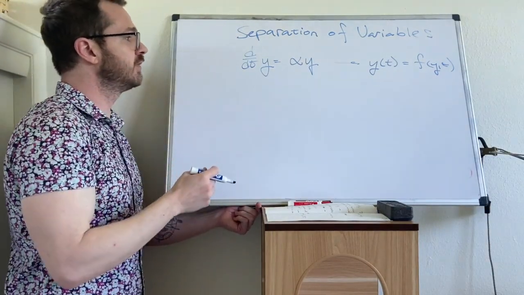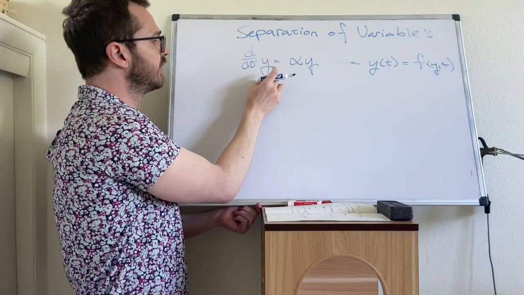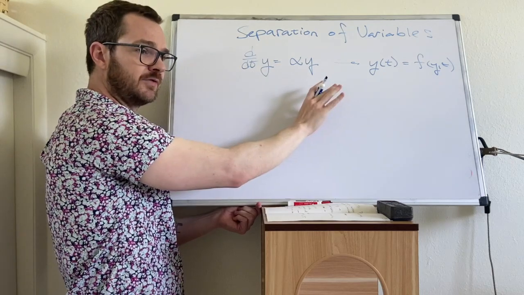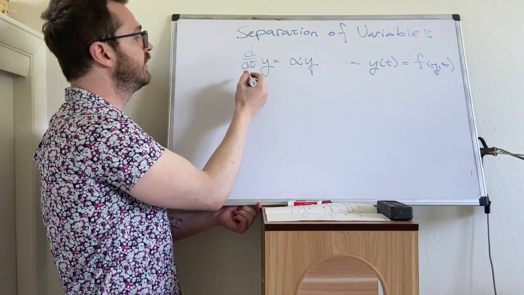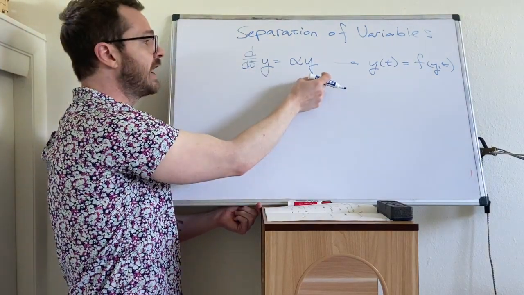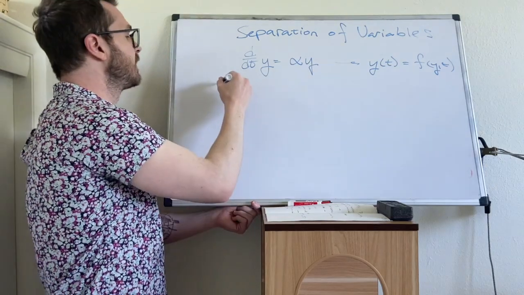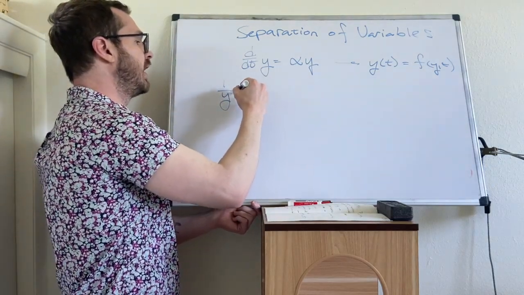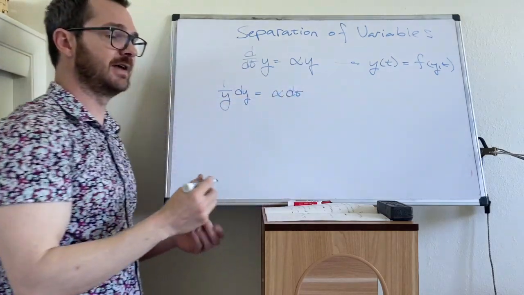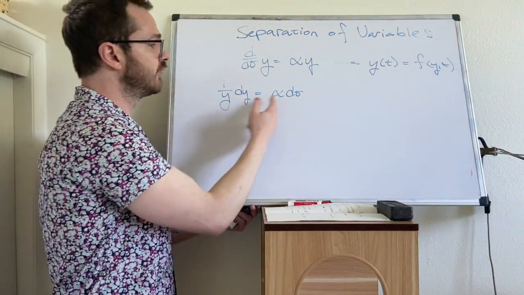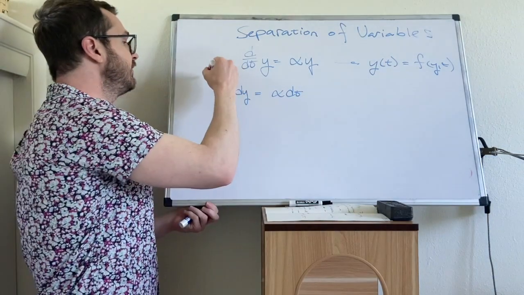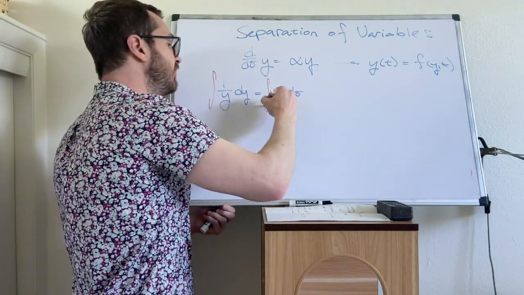Now, separation of variables: what we're going to do is take all of the y's and put them on the same side of the equal sign, and then move everything else to the other side. So we can multiply both sides by dt, and divide both sides by y. This is going to yield 1 over y dy equals alpha dt. We want to get rid of the derivatives, the d's. We want to get rid of dy and dt. So let's integrate both sides.